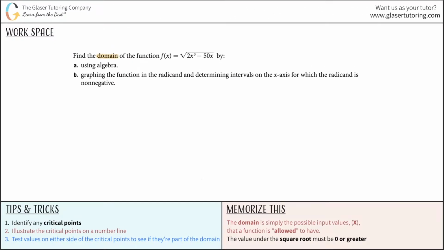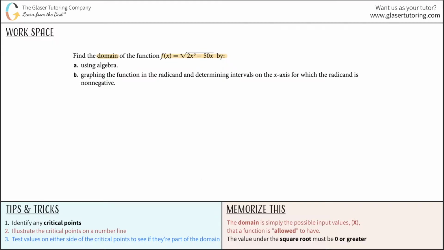Find the domain of the function f of x equals the radical of 2x cubed minus 50x by first using algebra. All right. So in order to find the domain of this, we have to first understand that domain is simply the possible values of x that the function is allowed to have.